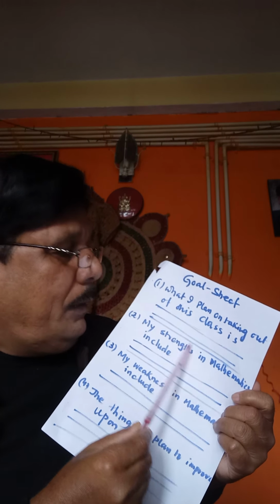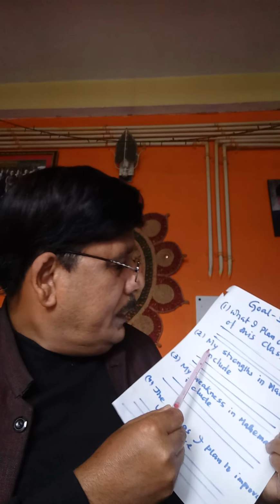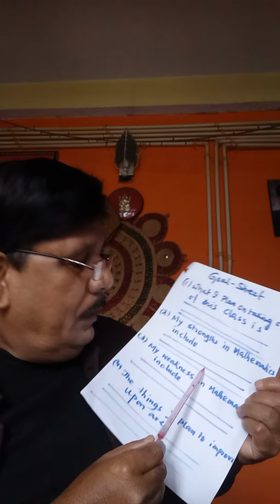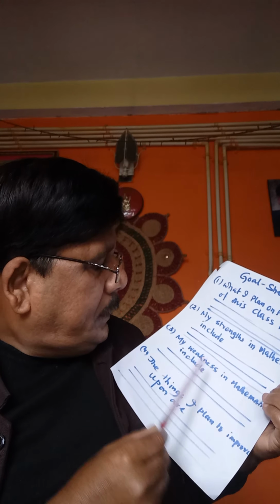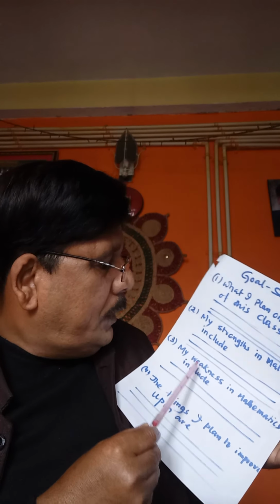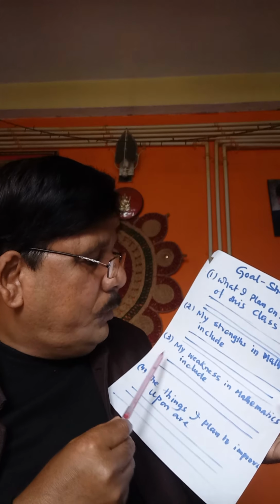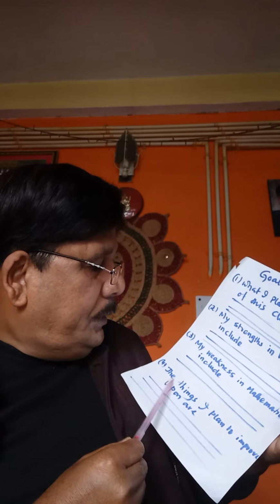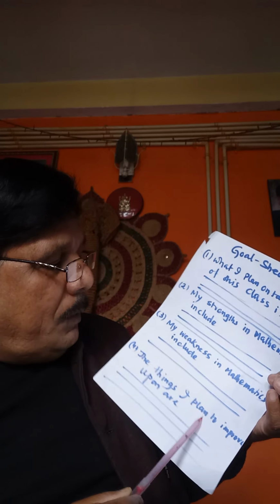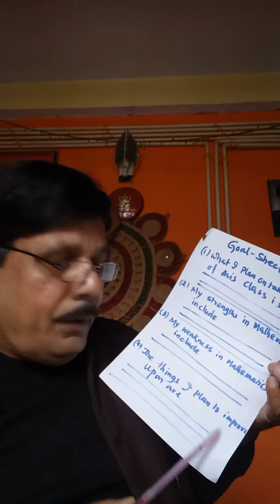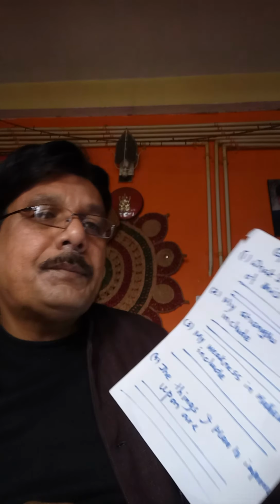Students, the children, will fill it in. Next point is, my strength in mathematics includes dash. Blank lines are there, and they will fill them. And my weakness in mathematics includes dash dash dash. Here is strength, here is weakness. The students will fill these in. And the last is, the things I plan to improve upon are, which the student will fill in. They have to write their plan here.